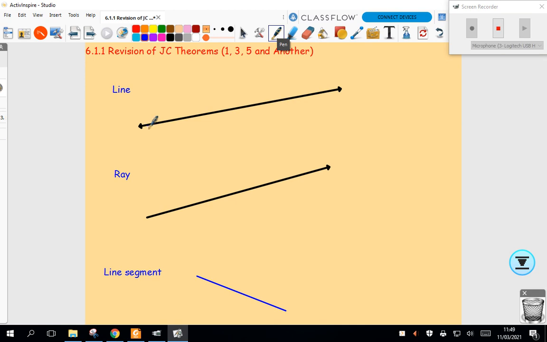This top one is a line. Lines extend infinitely in both directions. They have no end points. This one is a ray. A ray extends infinitely in one direction, but it has one end point. And this is a line segment. This has two endpoints. It does not extend infinitely in either direction. Okay, so a line, a ray, and a line segment. Three different things. You should know what they look like.